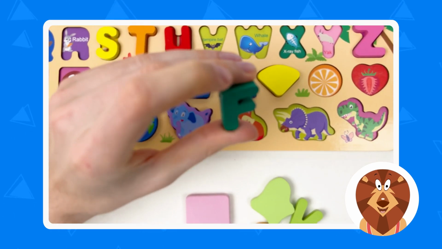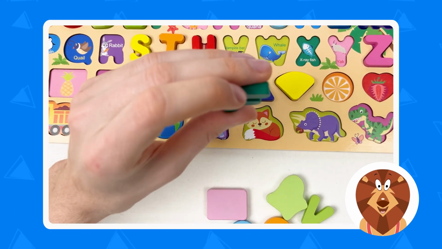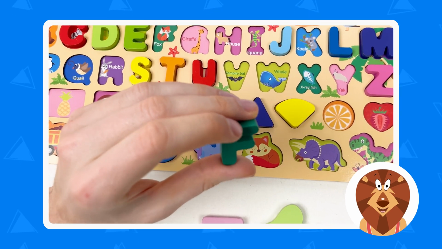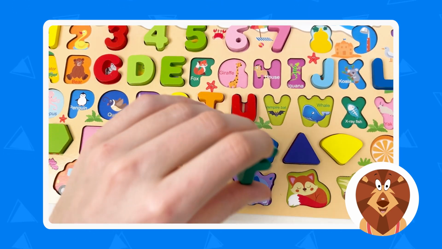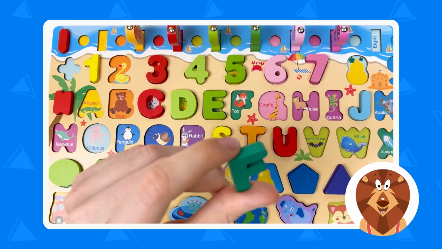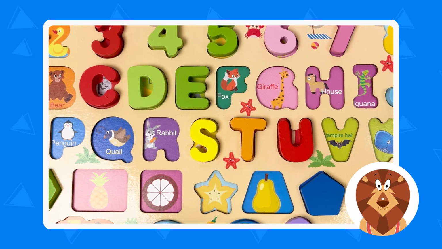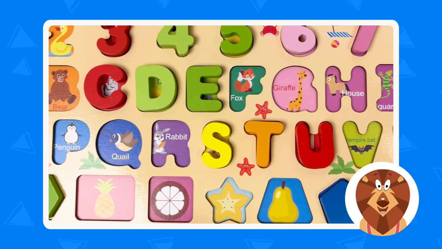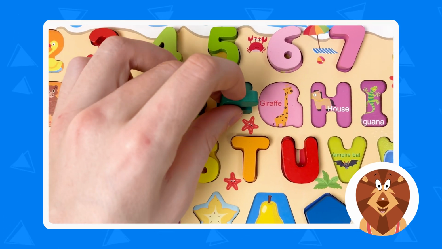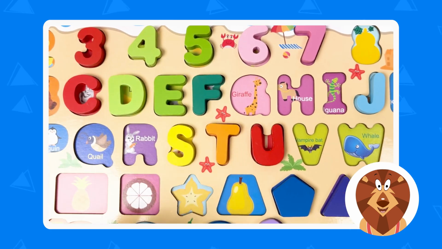Which letter is it? Can you say this letter's name? Yes, it's letter F. F. So we need to find that animal called fox. Let's search where it could be. Can you see the fox? Yes, I know you could see it. It's here. F. Fox. Great.